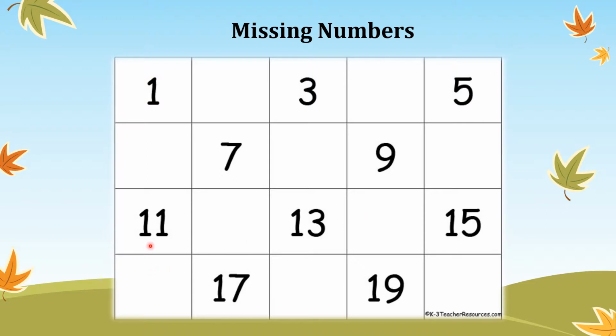Then 11, missing number is 12. 13, missing number is 14. 15, missing number is 16. 17, missing number is 18. 19, and then the missing number will be 20.